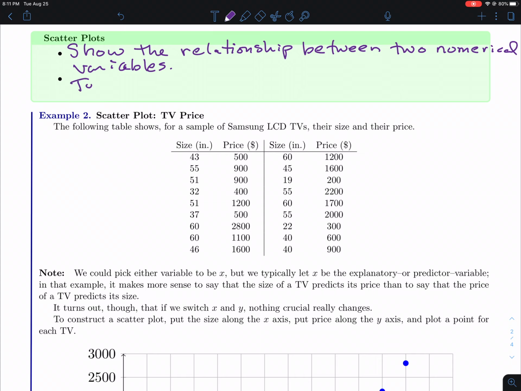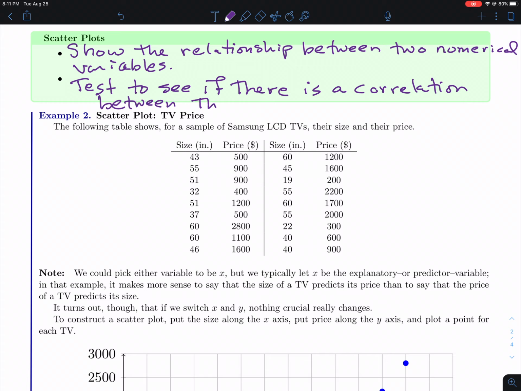So we want to test if there is a correlation, or kind of a relationship, between the two variables. Again, that won't be till later, when we do the relationship. For right now, we just want to focus on plotting the data.